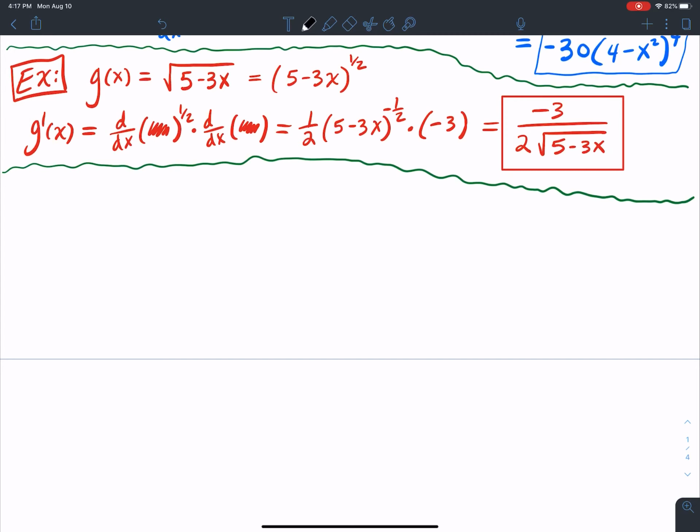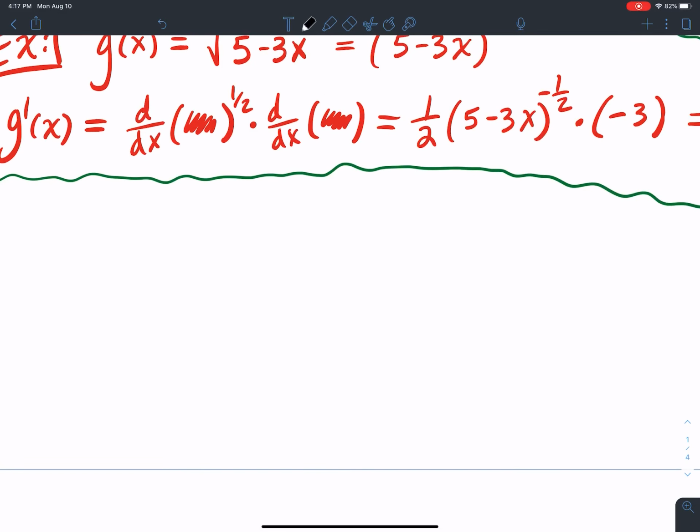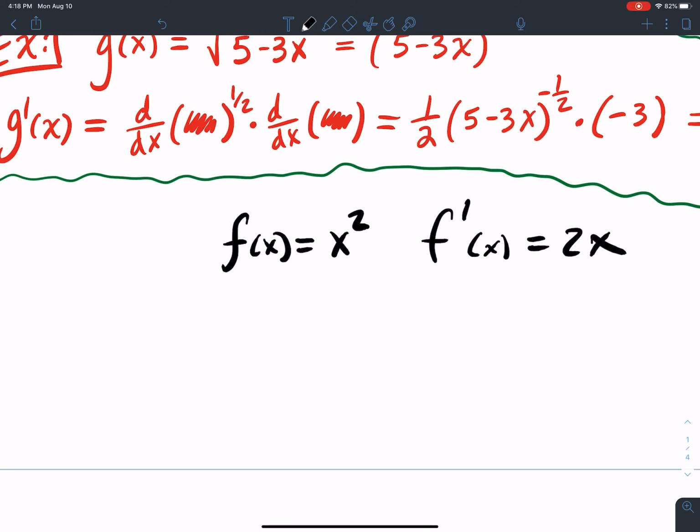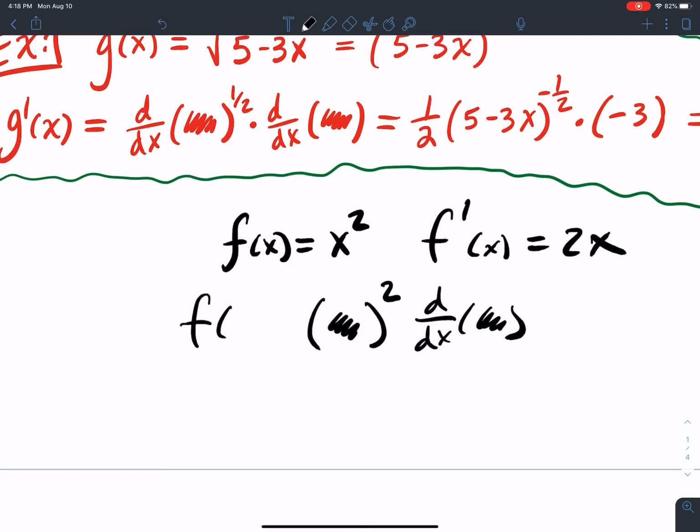Now, one thing that I might note, really technically you're always using a chain rule. So if I had f of x equals x squared, I know that the derivative f prime of x equals 2x, but I'm technically using a chain rule. The outside function is something squared, and then I take the derivative of the something. The something here just happens to be the x, okay?